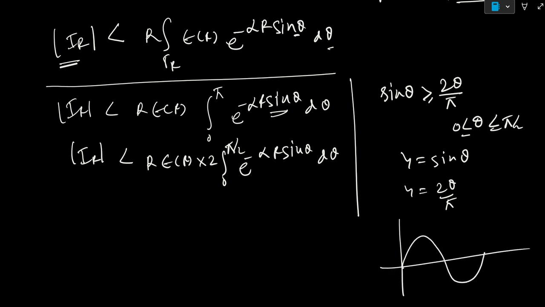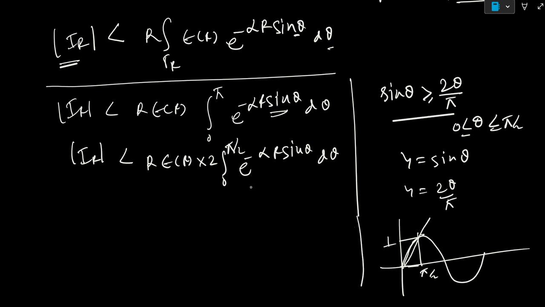Okay. This is your y equals sine theta. This is your pi by 2, and this value is 1. And if you plot y equals 2 theta by pi, that is, slope is 2 by pi, then you get a straight line. And you can easily see that between 0 and pi by 2, the sine theta curve is above this, so the sine theta value is greater than 2 theta by pi.